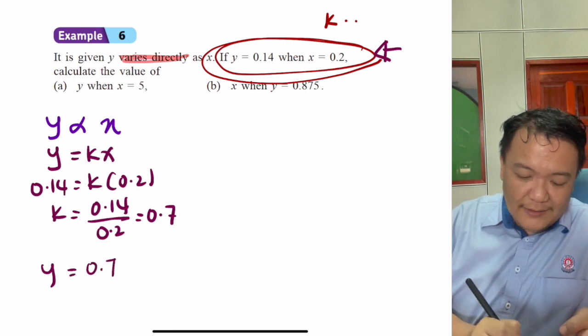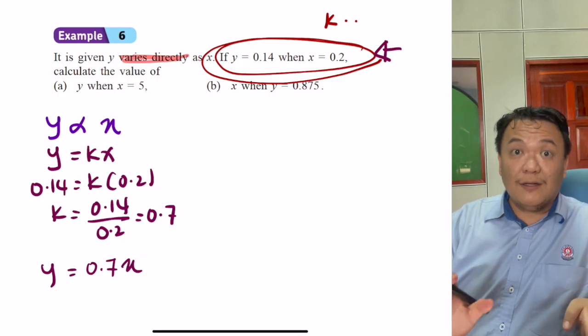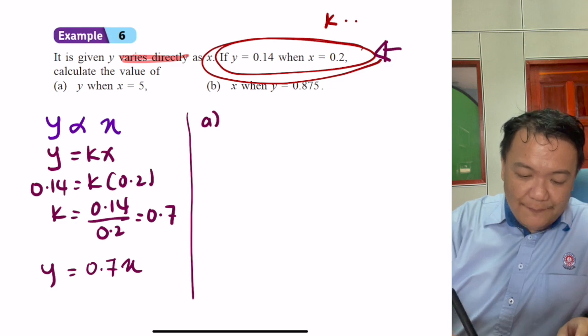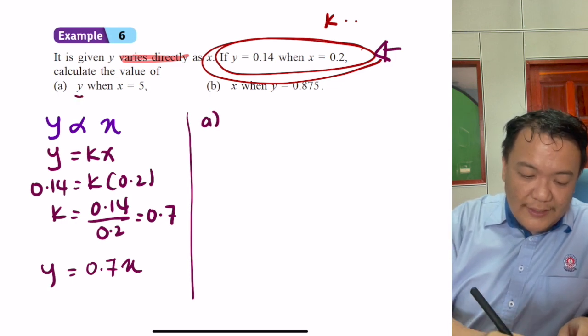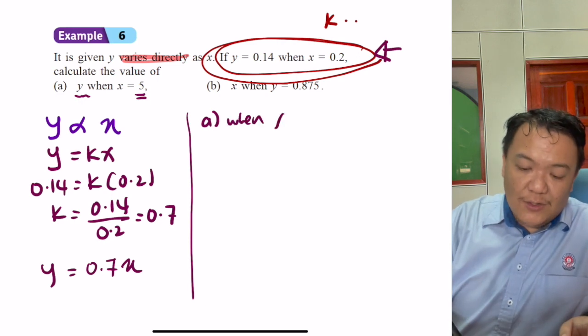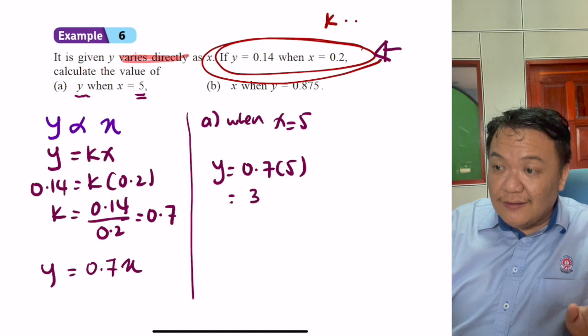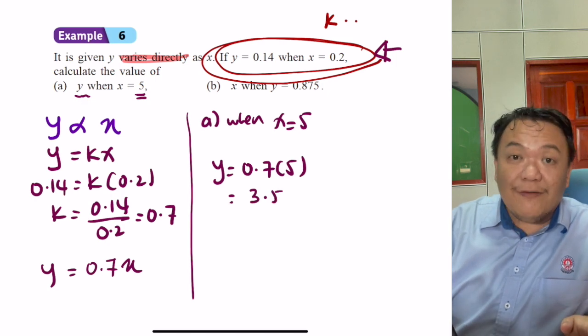Okay, so y is equals to 0.7x. So settle first part. Okay, so baru kita gunakan untuk jawab A. Okay, so dia kata find the value of y when x equals to 5. Tukar je lah. So when x equals to 5, so y is equals to 0.7 times 5. Tekan calculator, awak akan dapat 3.5.